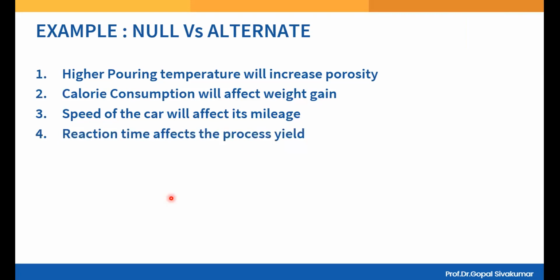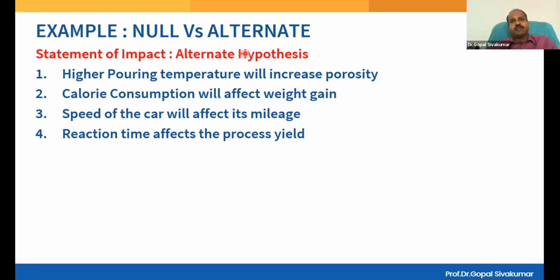Reaction time will affect the process yield. Again, alternate. Am I right? Reaction time is the X variable and the process yield is the Y variable. All of them are alternate hypothesis. Hereafter, when you are communicating something, you should know what kind of statement you are communicating. The training will have an impact on your skills. The black belt training you are undergoing will have an impact on your skill set. Now, what is the statement? Null or alternate? Alternate, right?